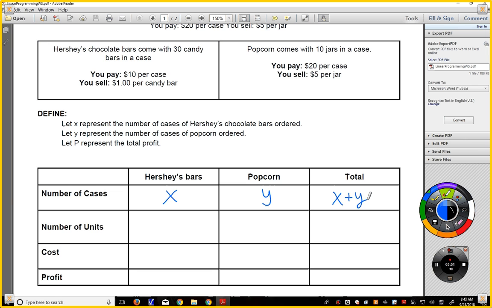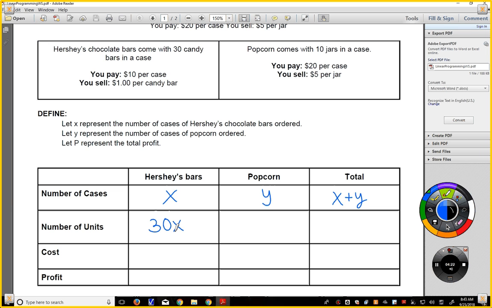So next thing is number of units. How would we calculate how many candy bars and how many popcorn jars, not cases? So how many Hershey's bars come in a case? 30. So that means every time I order a case, I'm getting 30 candy bars. So the number of candy bars is calculated by doing 30 times X. How would we find the number of popcorn jars?